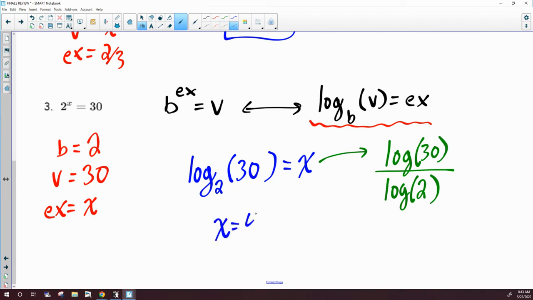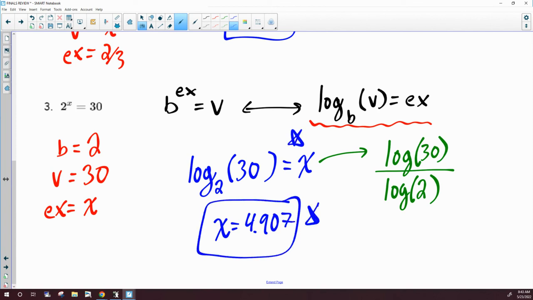x equals 4.907. This is the rewrite. This is the evaluate. Make sure you have both. That is everything you need to know for logarithms, rewriting and evaluating. The number one thing students forget is the change of base. Make sure you're using the change of base when you need to.